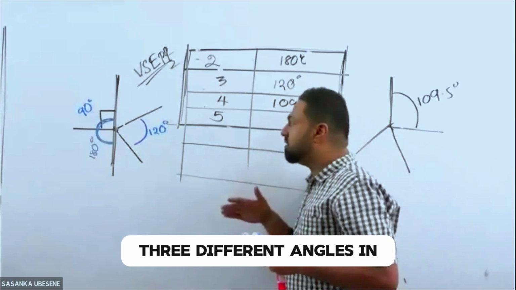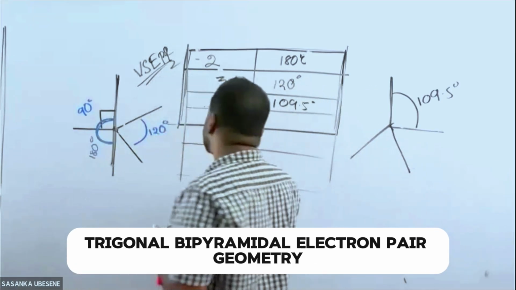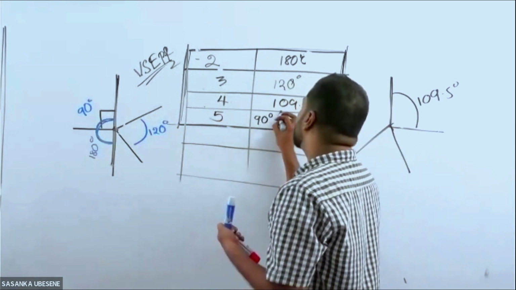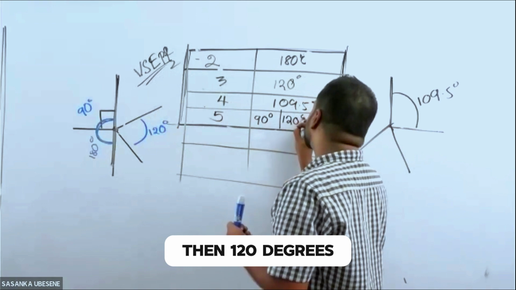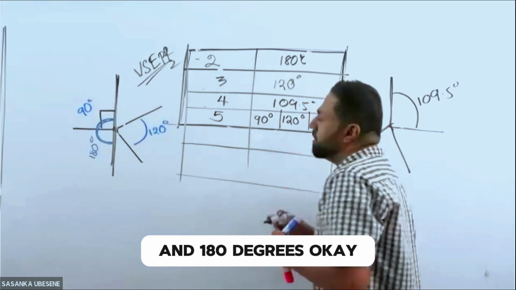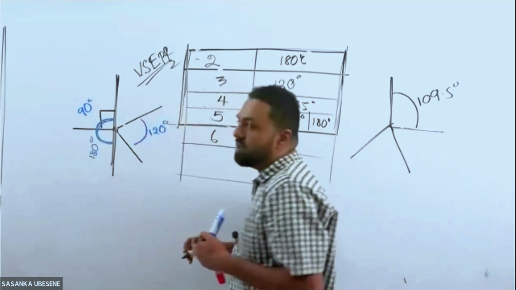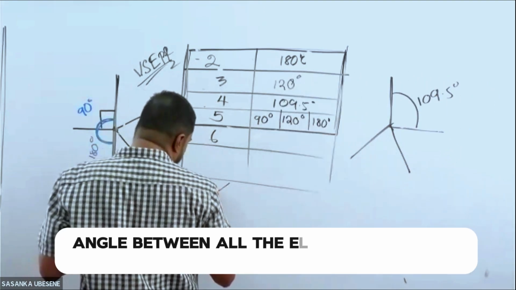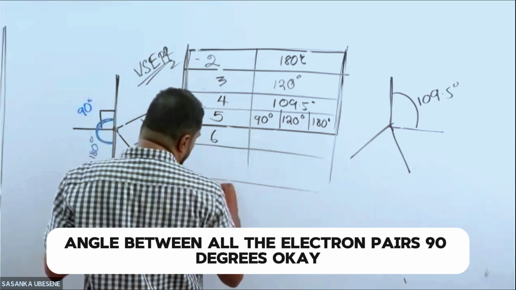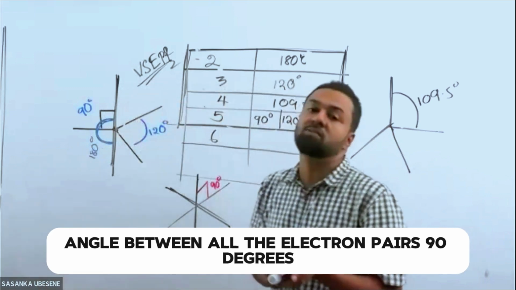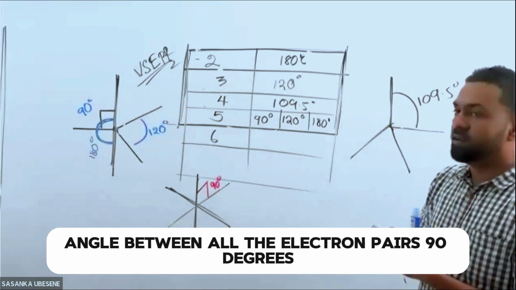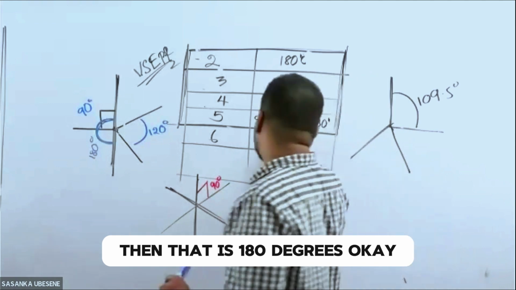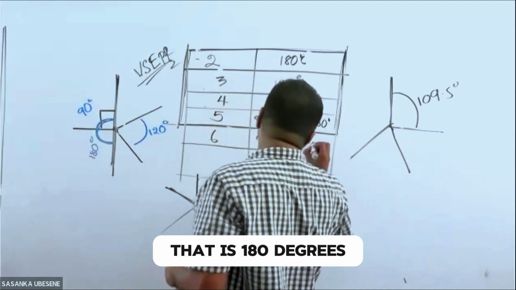3 different angles in trigonal bipyramid electron pair geometry: 90 degrees, then 120 degrees, and 180 degrees. Then the sixth one, that is what you call octahedral electron pair geometry. The angle between all the electron pairs is 90 degrees. Any two electron pairs in the axis, then that is 180 degrees.